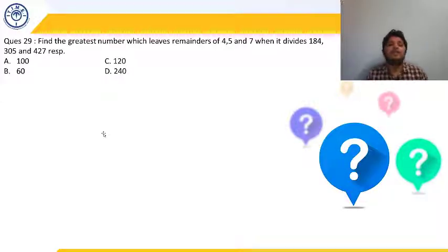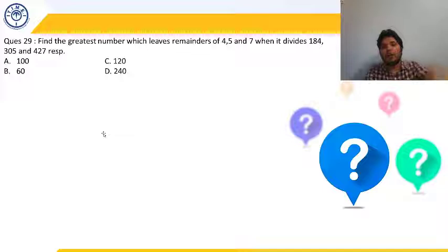Find the greatest number which leaves a remainder of 4, 5 and 7 when it divides 184, 305, 427 respectively. We have discussed this question in our numbers class, where this was HCF model number 1. I hope you all remember the models of HCF and LCM which we discussed in our basics classes, basics of numbers 1 and basics of numbers 2. In that class I have already told you how to solve such questions.